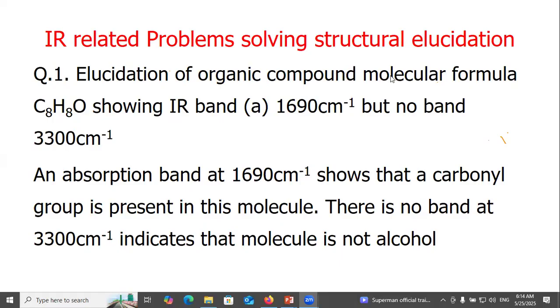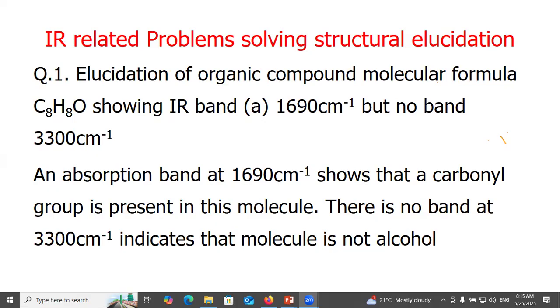Hello, good morning. I'm discussing some problems related to IR spectroscopy and solving the structural elucidation. Question number one, elucidation of organic compound.